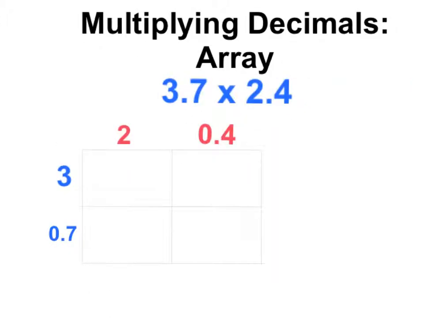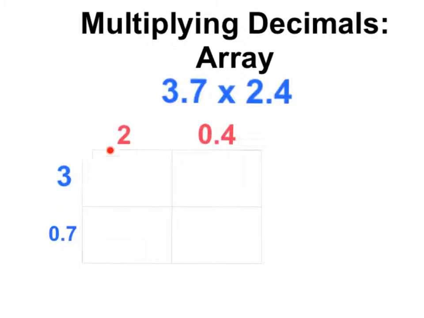Another strategy I have for multiplying decimals is to break up the numbers and multiply each part in an array. So I'm going to partition the 3 7/10 as 3 plus 7/10, and 2 4/10 will be 2 plus 4/10. Now in each box in my array, I'm going to multiply the numbers that would both be in that box. And then I'll add the products in all these boxes together in order to get my final answer.